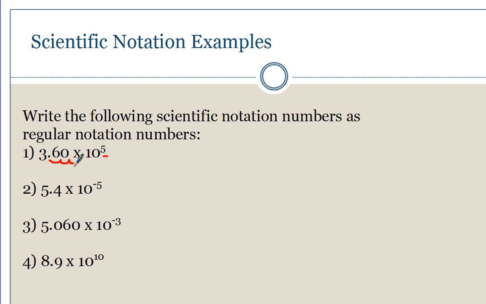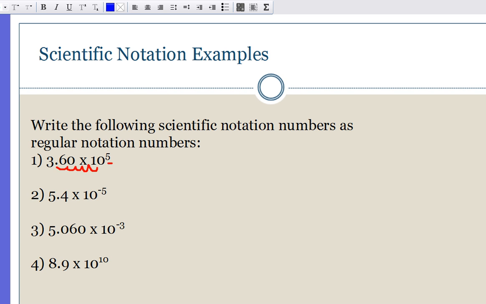What happens when I run out of room? 1, 2, 3. I got to add the zeros. So in this case, I'm going to have to add 3 zeros here. So this number is simply going to be 360,000. When I run out of number information, I got to add zeros.